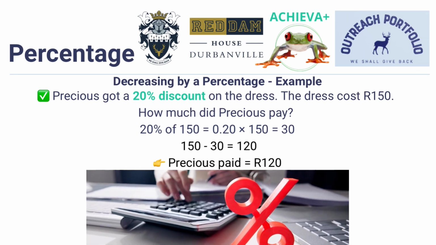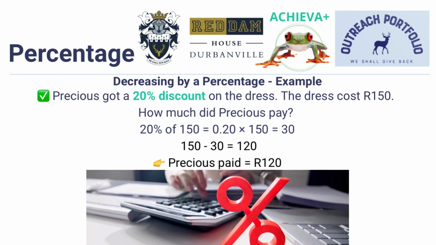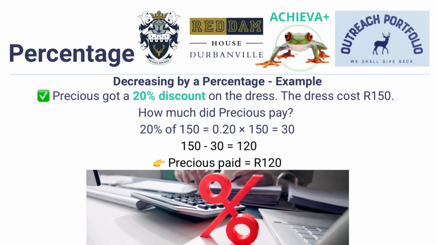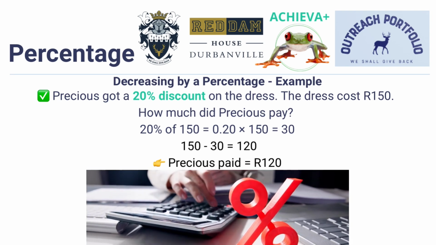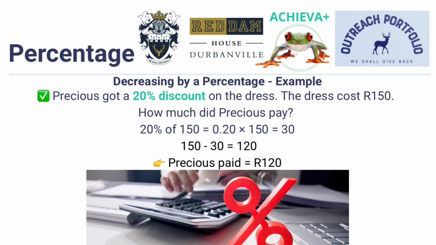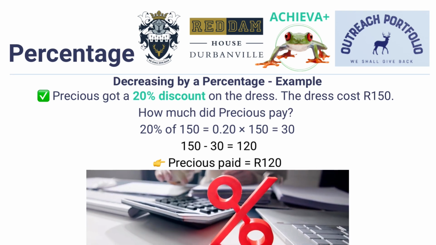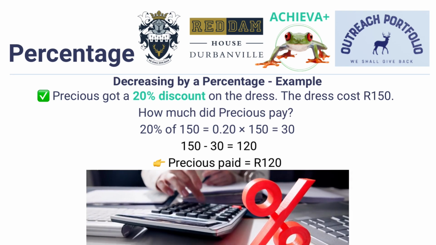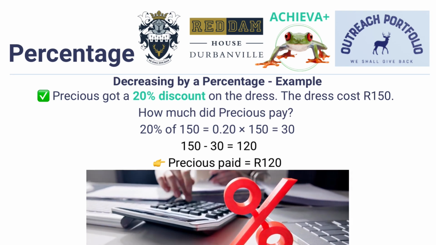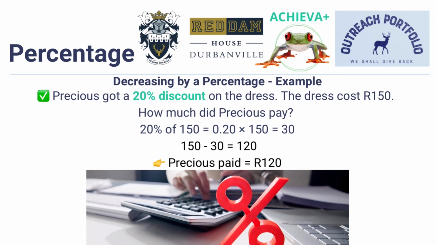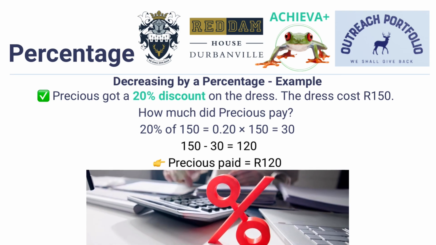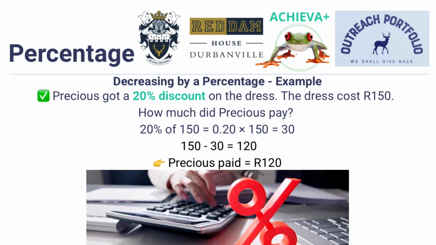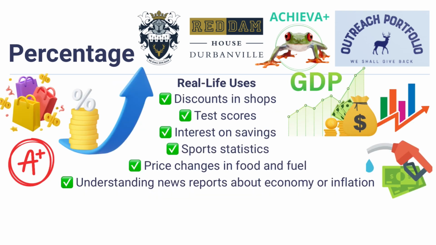Decreasing by a percentage. Example: Precious got a 20% discount on the dress. The dress cost 150 rand. How much did Precious pay? 20% of 150 is equal to 0.20 times 150, which is equal to 30. 150 minus 30 is equal to 120. Therefore, Precious paid 120 rand.